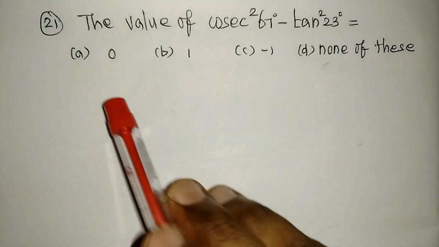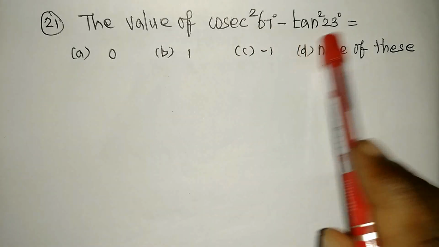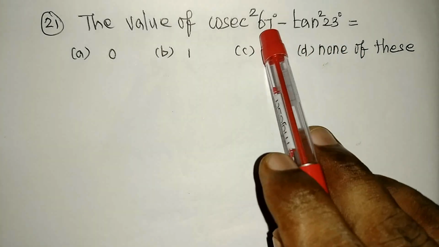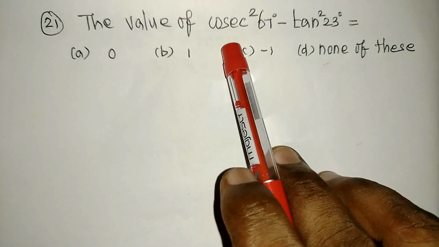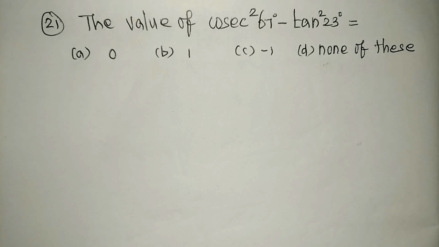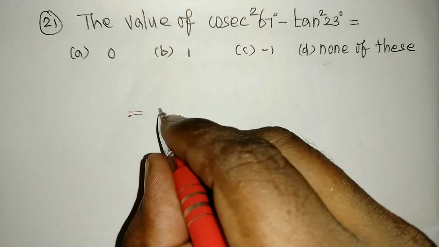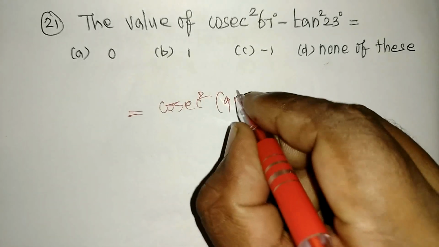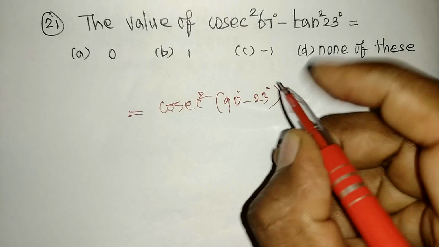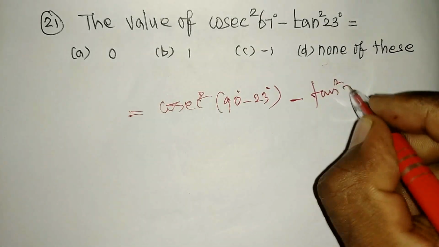Question number 21. The value of cosecant square 67 minus tan square 23 degree. Here also the sum of the angles is 90, but the functions are not the same. So better you use the complement. Cosecant's complement we know is secant. So the cosecant 67, I'm going to write in the form of 90 minus 23 degree.